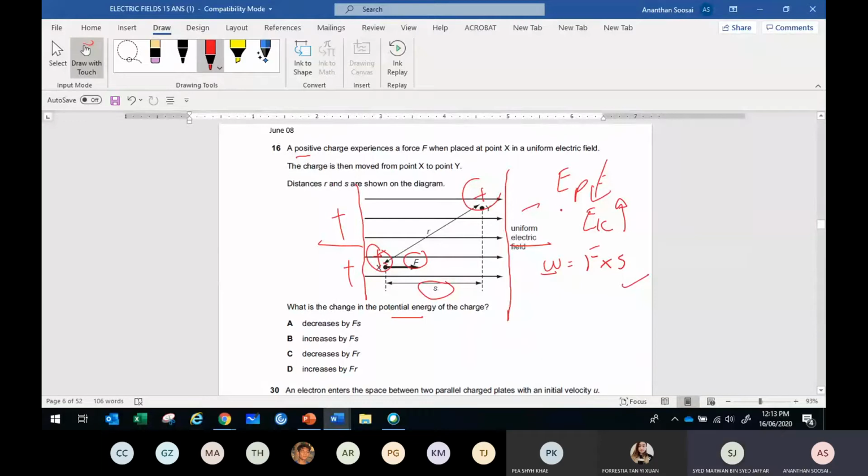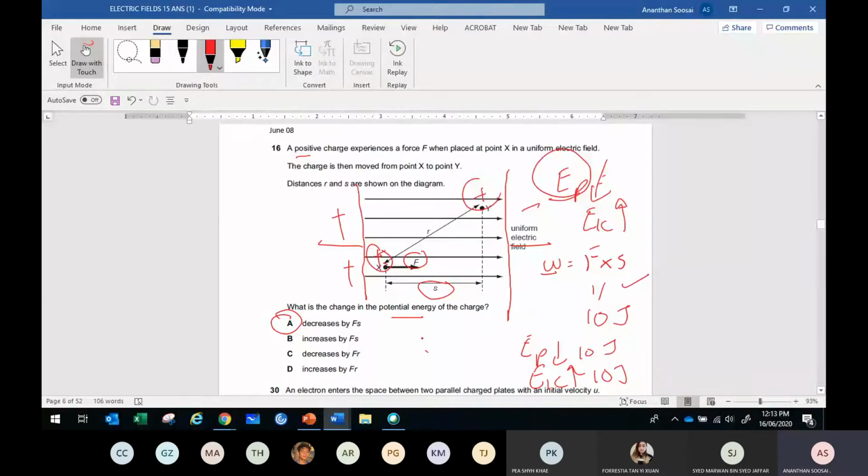So if potential energy decreases, the answer should be, of course, A. The potential energy decreases by Fs. If the work done by the F is 10 joule, the potential energy decreased by 10 joule. The kinetic energy is increased by 10 joule. The charge gets faster when it gets closer to the negative plate.